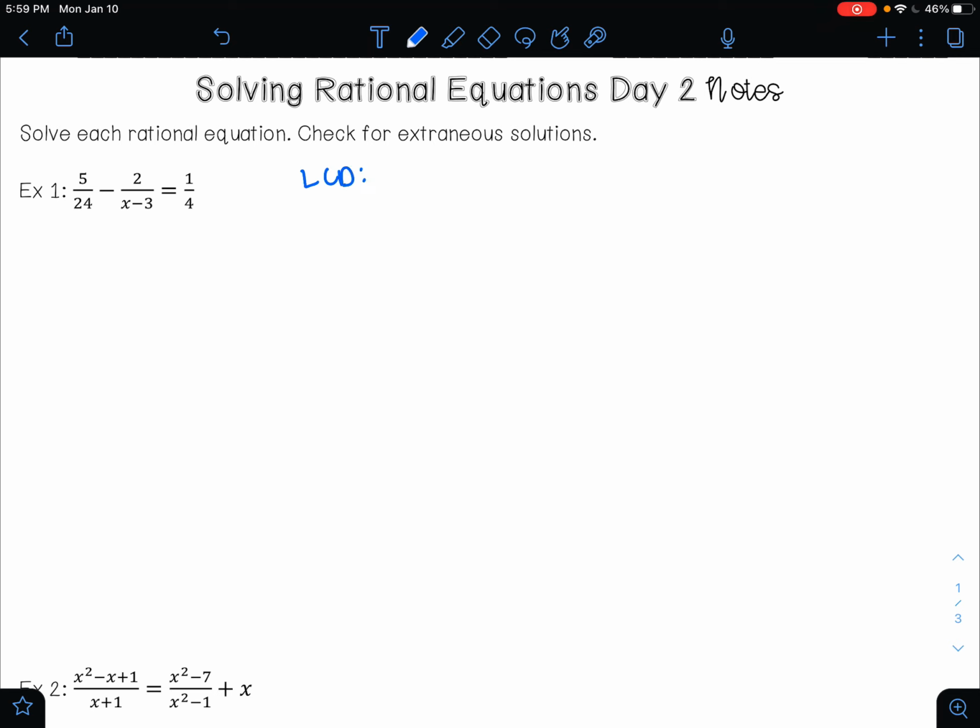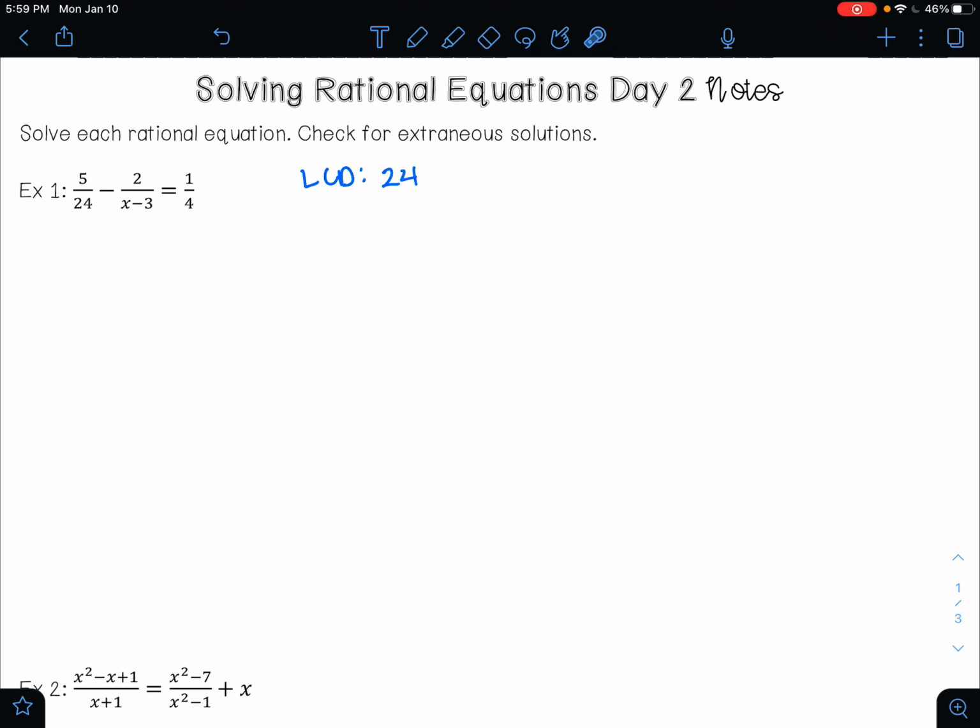Your least common denominator is the smallest denominator that you can get through multiplying. Now, if you're having a hard time, I suggest you look at your denominators that are just constants first. 24 and 4. What is the smallest number you can make these by multiplying? Meaning, what's your least common multiple of 24 and 4? And that's going to be 24. You can make 24 by multiplying it by 6, right?